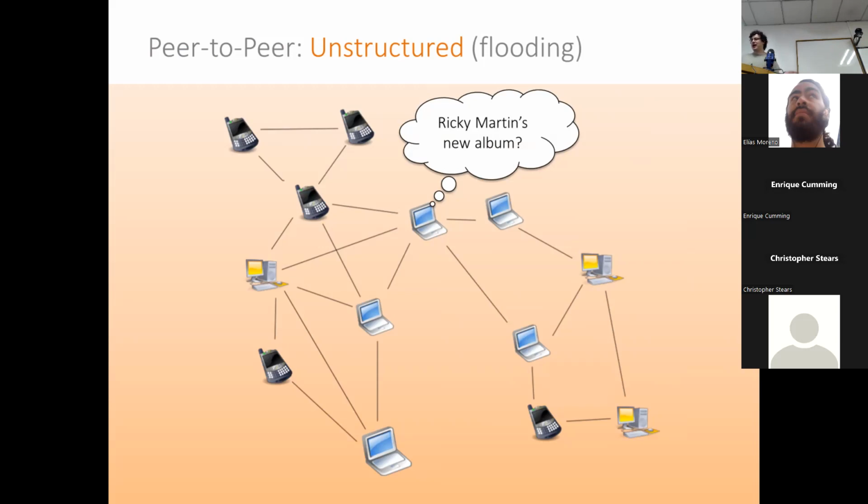So just organically, peers connect to other peers, depending on who they know in real life, for example. So there's this node who wants to know, where can I find Ricky Martin's new album? I would like to get access to that. So how would that node find this album in this unstructured peer-to-peer system? What's the one thing you can do? Checking all the neighbors. Yeah, similar to DFS.